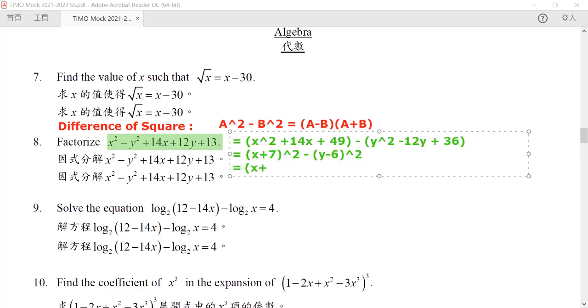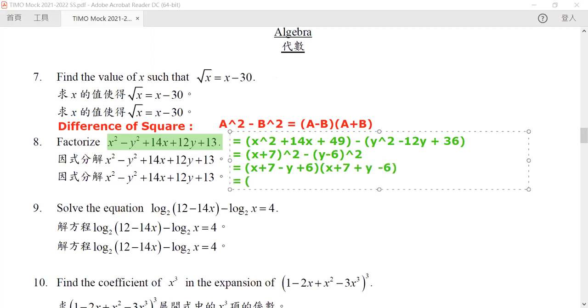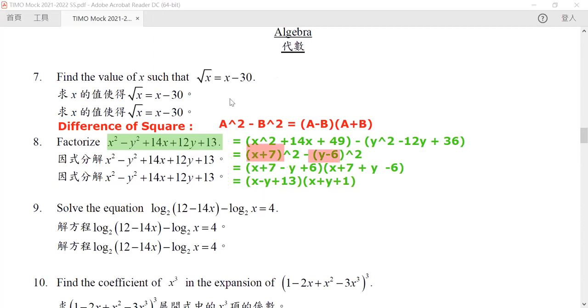After we rewrite it, this would be our answer. x plus 7 minus y plus 6, and then x plus 7 plus y minus 6. And hence the two factors will be x minus y plus 13 times x plus y plus 1. Okay, so this is our answer for question number 8.